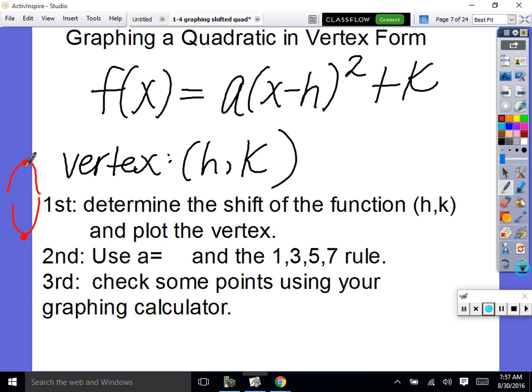However, if that's too hard for you, you could graph it in your graphing calculator. I'll show you how to do that, and then plot points. Does that make sense? You'll use your calculator to graph it. And then even if we use this 1, 3, 5, 7 rule, which I'm going to use, I want you to check your points using the graphing calculator, and I'll teach you how to do that in just a second. So here's our first example.